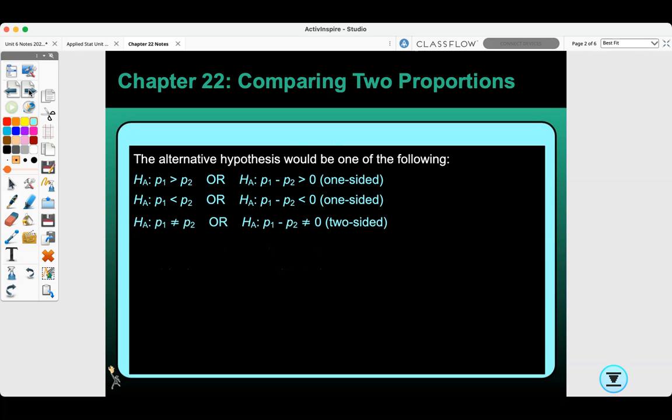For our alternative hypothesis, we would have one of the following, with P1 being greater than P2 or P1 minus P2 being greater than 0. That's one-sided. Or P1 is less than P2 or P1 minus P2 is less than 0, which is also one-sided. Or you'd have P1 not equal to P2 or P1 minus P2 is not equal to 0, which is the two-sided one. With these, if you're using a difference in the null hypothesis, you want to use a difference in the alternative hypothesis.